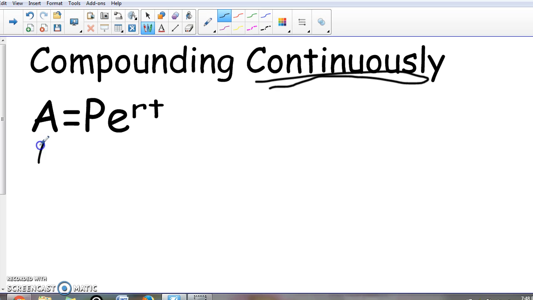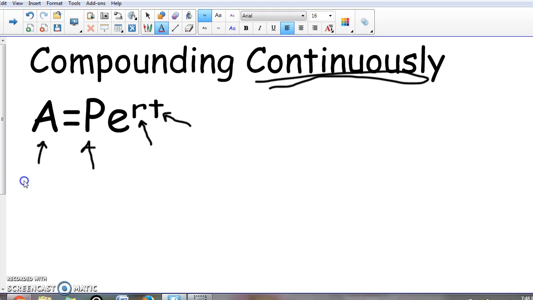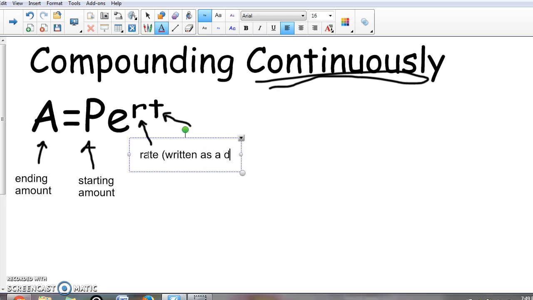A is your ending amount. P is your principal, which is your starting amount. E is just a number in our calculator that we've been typing in. R stands for rate, and T stands for time. I'm going to type all this out, and you guys can be writing it down with me. Your ending amount. This was your starting amount. This is your rate, written as a decimal. And remember that T is your time.